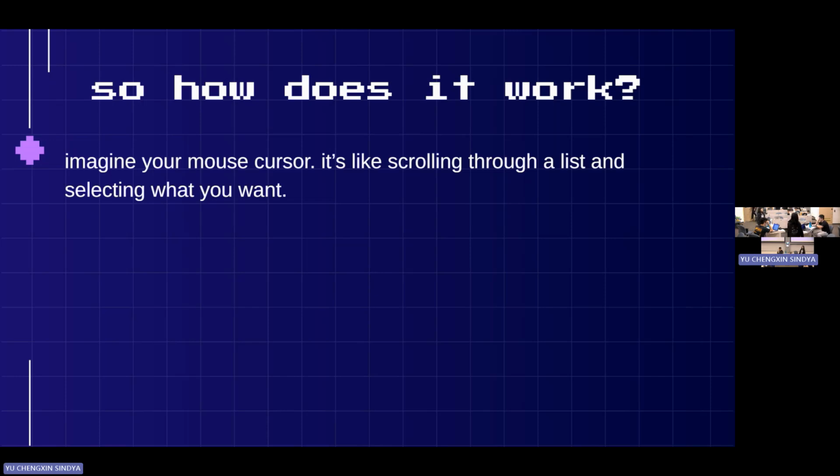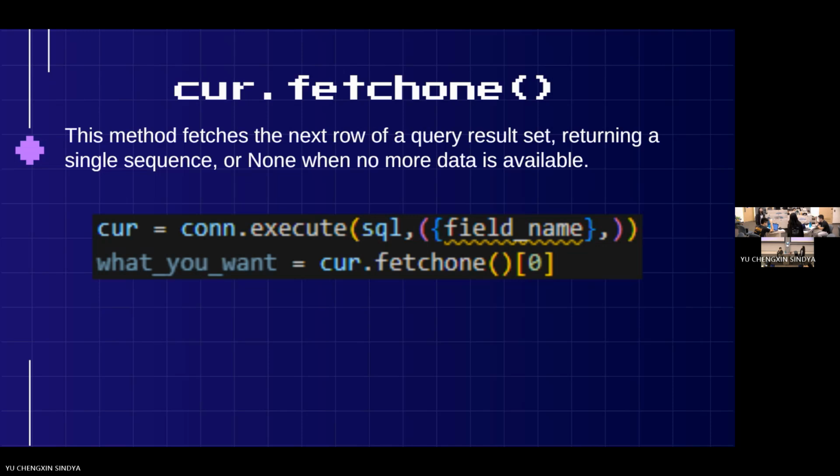So how does it work? For some of you, maybe it's a little bit confusing. So imagine it's your mouse cursor. It's like scrolling through a list and selecting what you want. And then for cur.fetchone, this method fetches the next row of a query result set, returning a single sequence or None when no data is available.